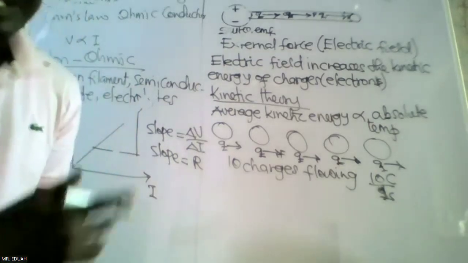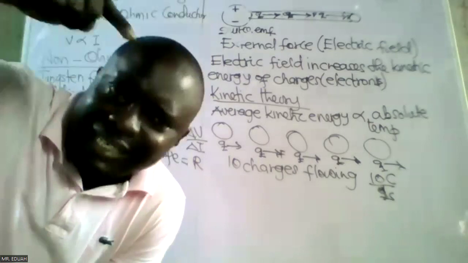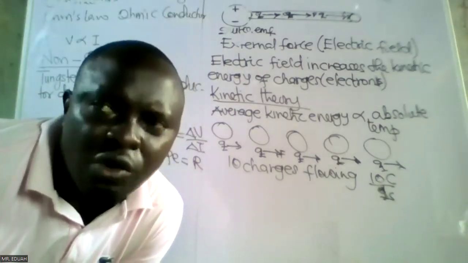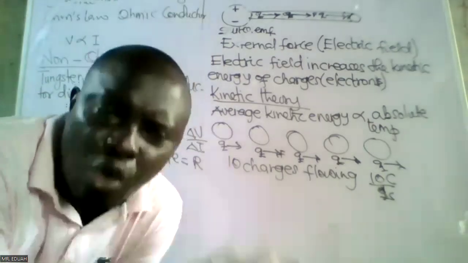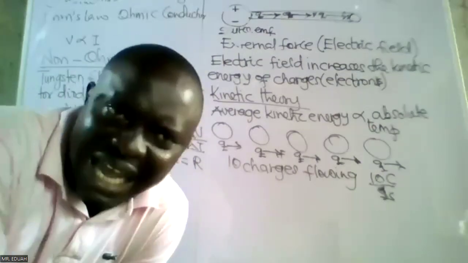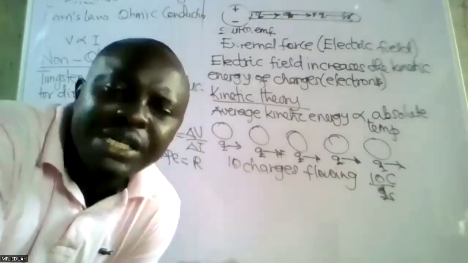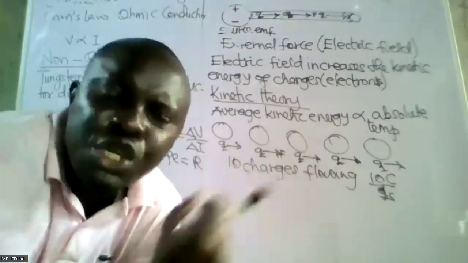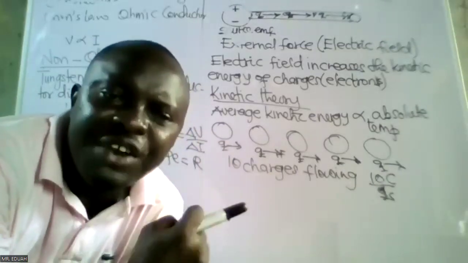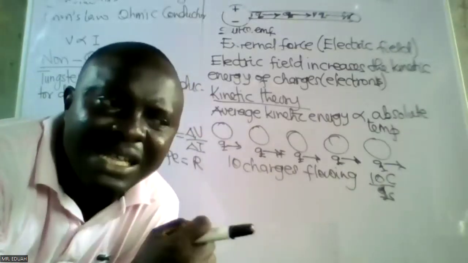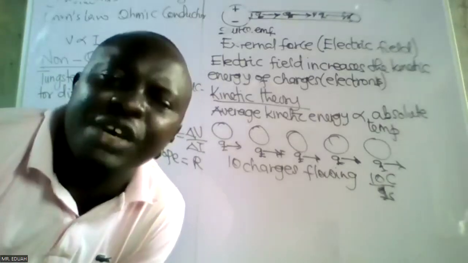So resistance in a circuit is as a result of vibration of the atoms of the conductor or the material, which knocks off or reduces the number of free charges or electrons that must flow within a given time.